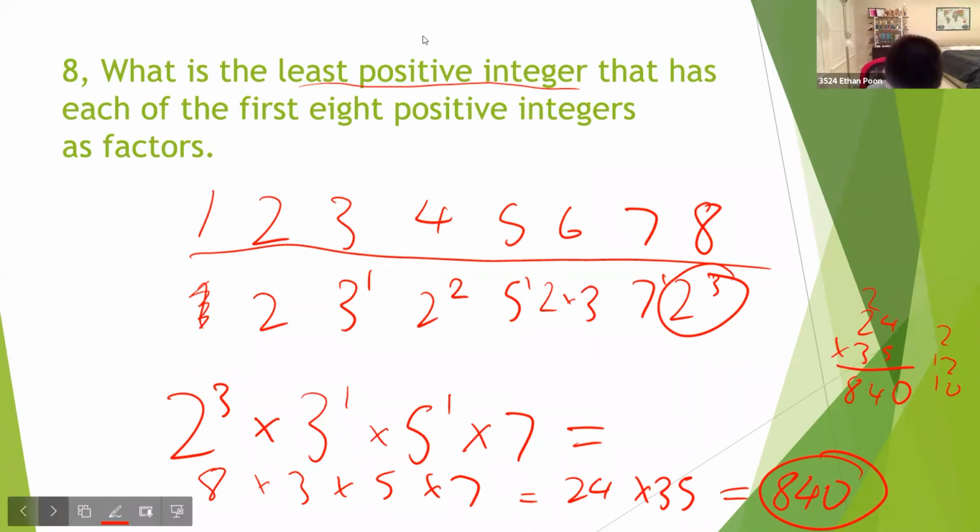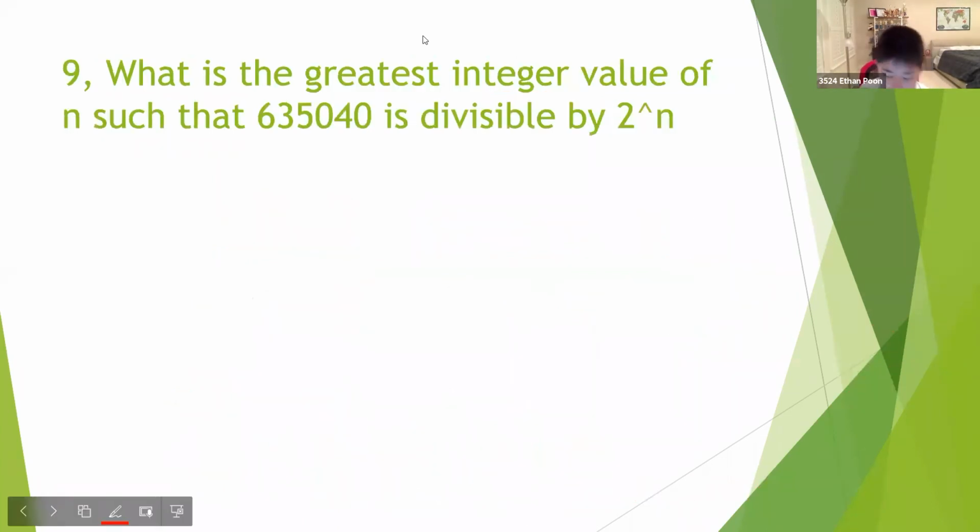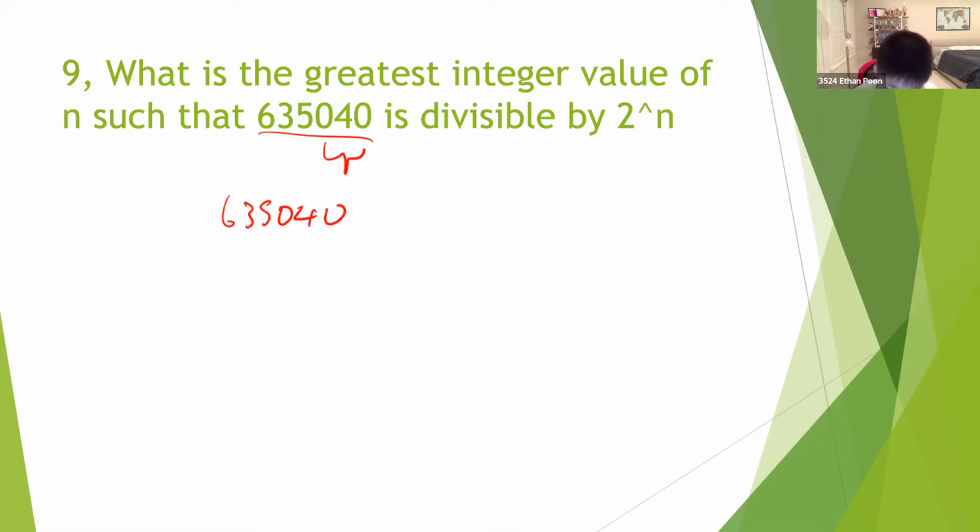Okay, so no questions. So I'm going to move on to number 9. What is the greatest integer value of n such that 635040 is divisible by 2 to the n? For this one, we're going to have to find the prime factorization of this number and calculate the number of twos that we get. Right off the bat, we can see the last three digits are divisible by 8, so we can divide by 8 there.